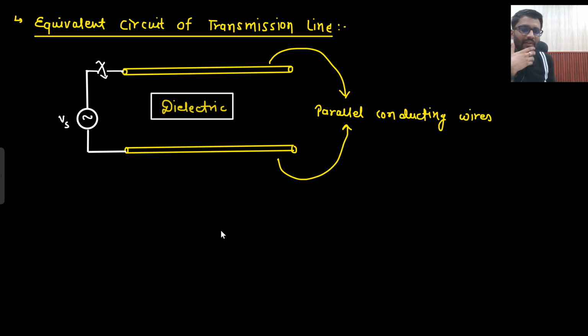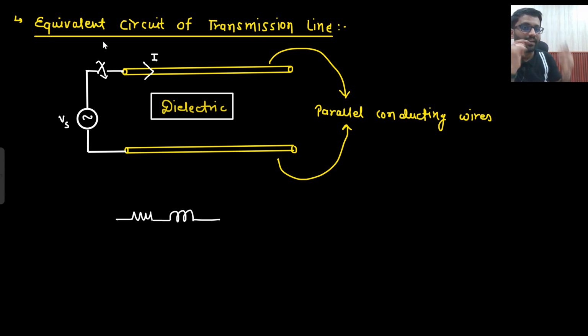Okay. So if there is a Vs source, that means there will be some current, and if there is some current, what does that mean? That certainly there will be a resistance, and if there is current, that means there will be magnetic field. If there is magnetic field, that means there is magnetic flux. If there is magnetic flux, that means there is some inductance. So in the wire, if the current is flowing, R and L will be there.